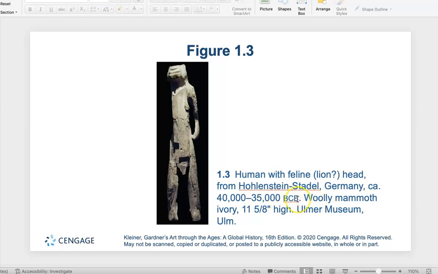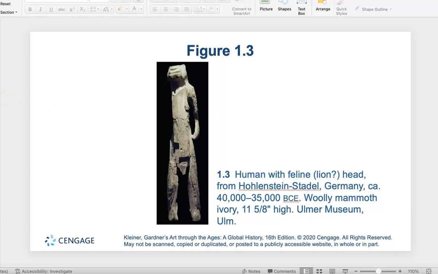Woolly mammoth ivory is the material that was used to make this thing. Woolly mammoth ivory. That's huge. So we're dealing with a time period when woolly mammoths were not extinct. And they had a piece of ivory big enough to make this figure, which is about 11 and 5/8 inches high. So about a foot tall. Okay. And you look at this thing and you kind of wonder, what the hell is going on with it? Right? What possessed them to carve this thing?